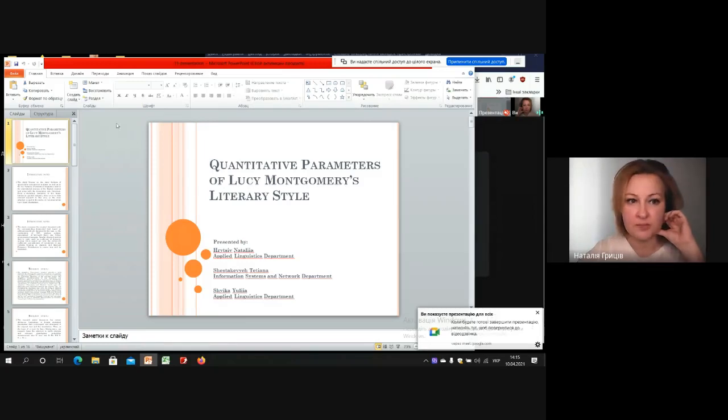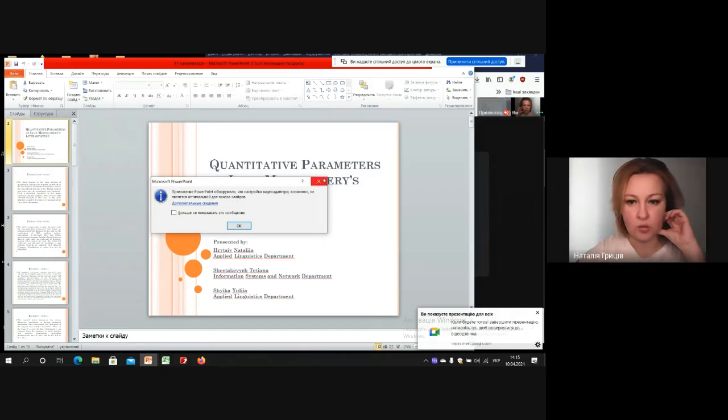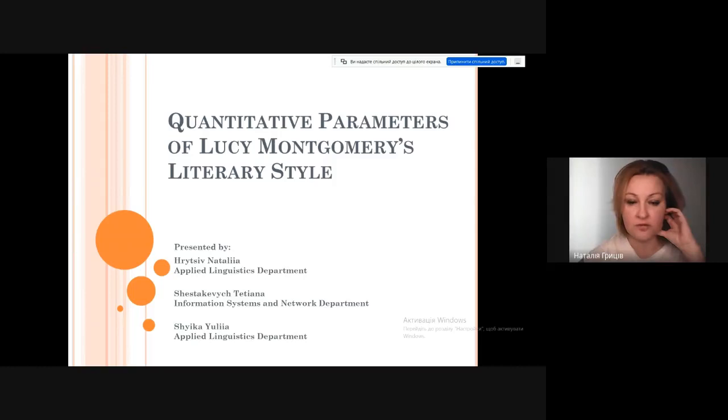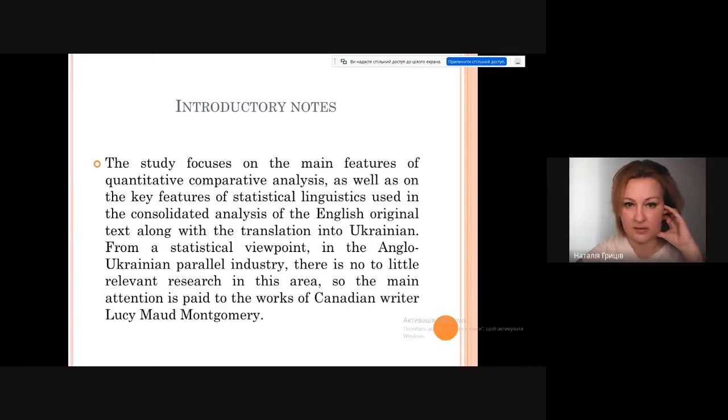Let me present today's topic, which is the quantitative parameters of Lucy Montgomery's literary style. I am presenting today on behalf of the team of scholars dedicated to this research, that is Tetiana Shestakevych, Shyyka, and me, the presenter, Nataliia Hrytsiv.